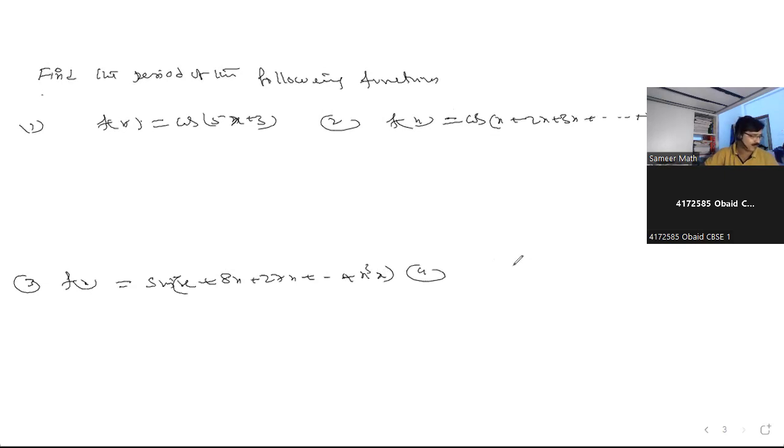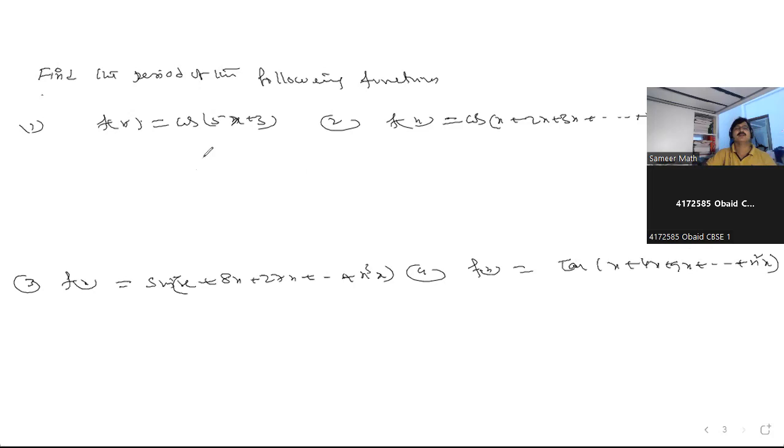And the fourth one here I want to take: f(x) is equal to tan x plus tan 4x plus tan 9x plus and so on, plus tan n square x, if I said like this.